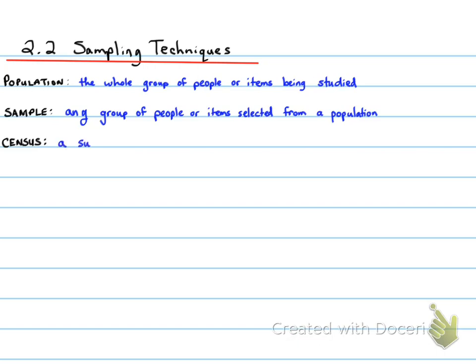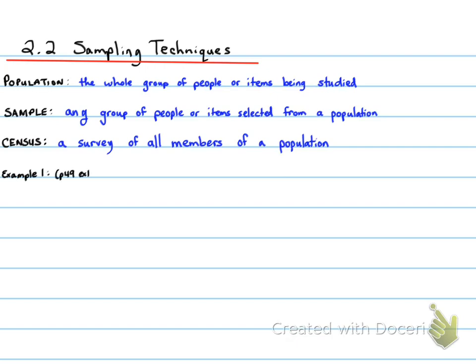Now, a census, as I mentioned earlier, is a survey of all members of a population. So in Canada, every 5 years, you would fill out a census. Every single person in all of Canada has to fill out the census.